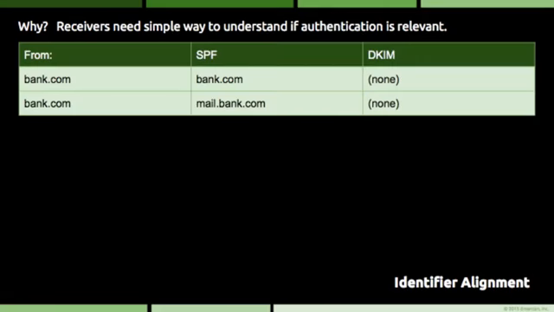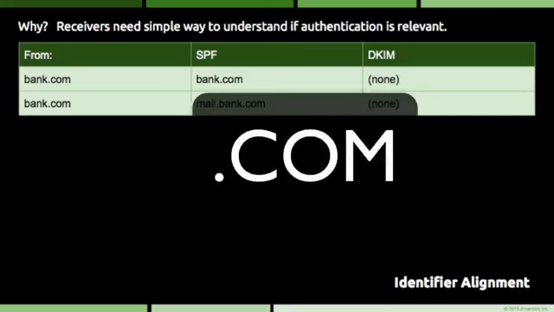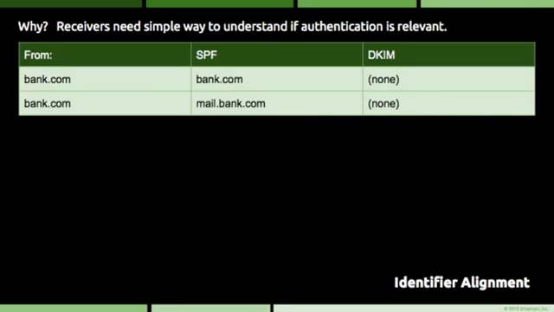In this next example, everything is very much the same, except that the authenticated identifier that SPF yielded is a subdomain of bank.com, and that's mail.bank.com. To an in-the-flesh human being, the two domains are obviously related. However, it turns out that there is no standard way on the internet to figure out if bank.com is a top-level domain, like .com or .org, or if it's a second-level domain. There isn't a standard way to figure this out.